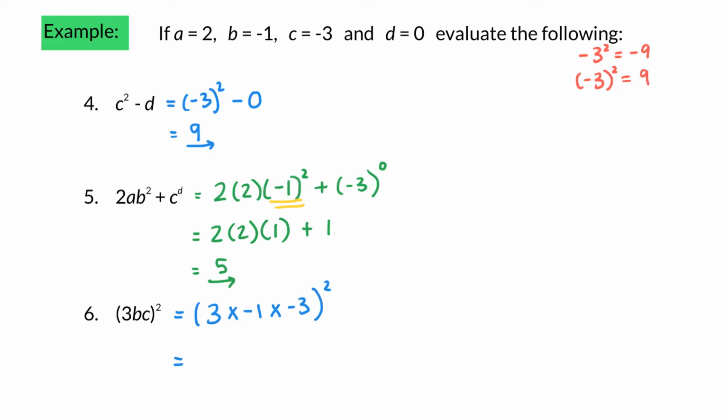So let's see. Inside the brackets, a negative times a negative is a positive. 3 times 1 is 3, times 3 is 9. And I'm going to square that. So 9 squared is 81. Let's go on to our last few questions.